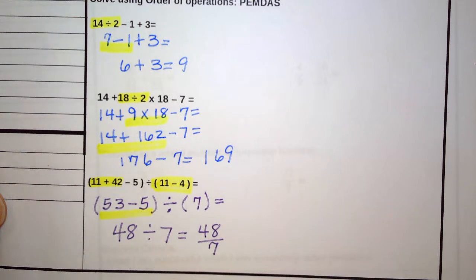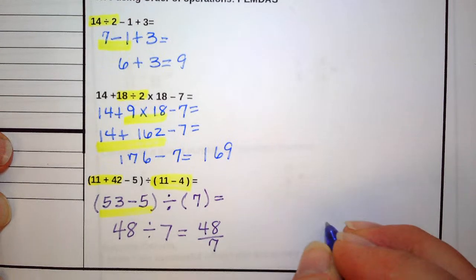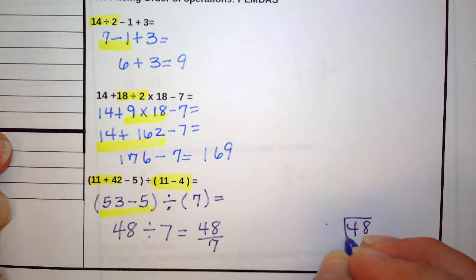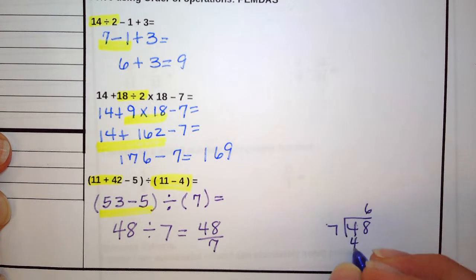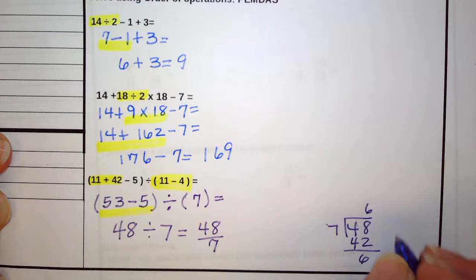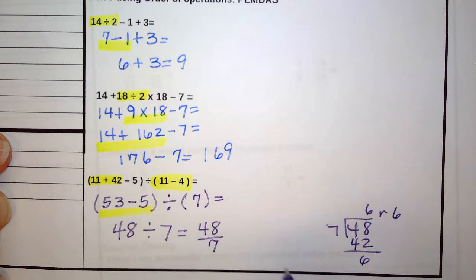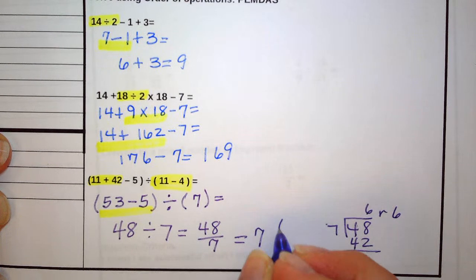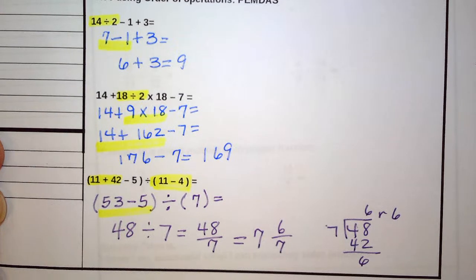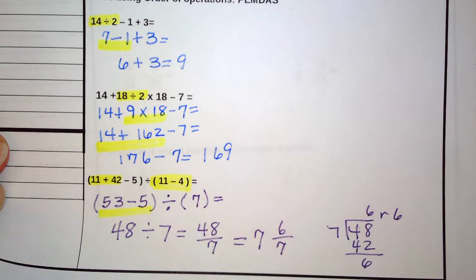There are no common factors, so I cannot simplify that. But if I wanted to change it into a mixed number, 48 divided by 7 would be 6, that would be 42, and I would have 6 left over, so this is 6 with a remainder 6. So this is equal to 7 and 6/7. So both of these are equally valid answers. If you're still struggling with order of operations, watch this part of the video again.